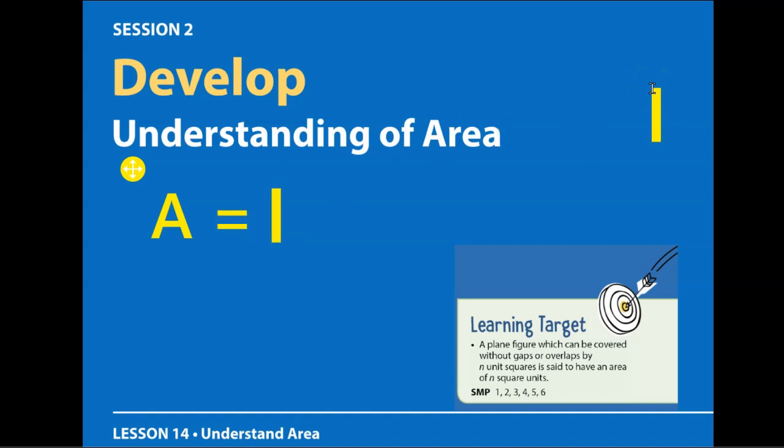Area equals L times W. Yes, and the L stands for length. The W stands for width. Okay, cool. You guys remembered? Oh, that's so thoughtful.